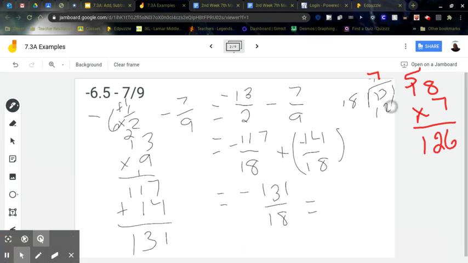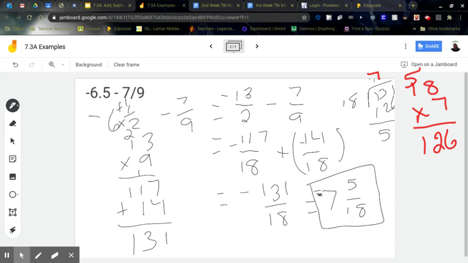So that's 126. 131 minus 126 is 5. Okay, so I know 7 is the whole number, and then I have 5 as my remainder. So that goes on top of the fraction. And then 18 is what we were dividing by, so that goes on the bottom of the fraction. So 7 and 5/18. And it's negative, so don't forget that negative. Okay, so that's my answer.